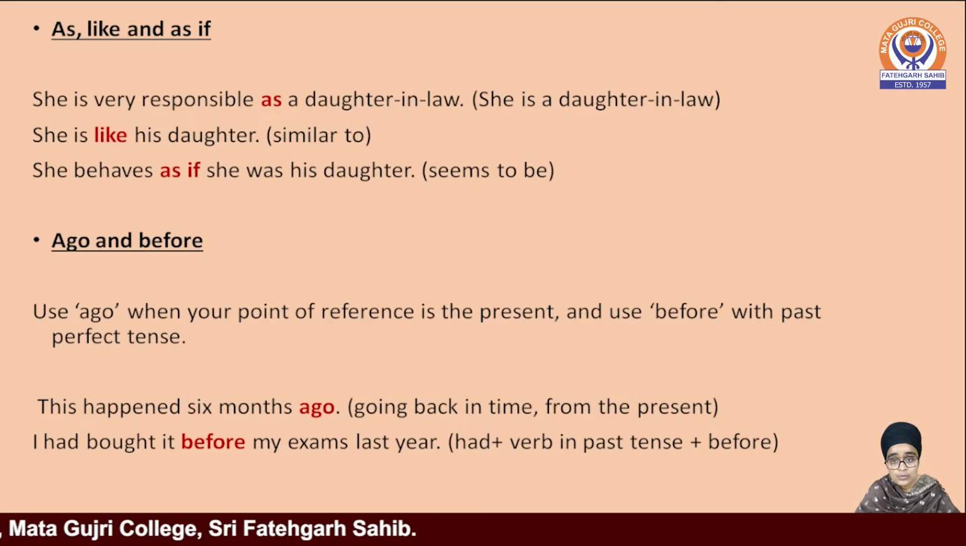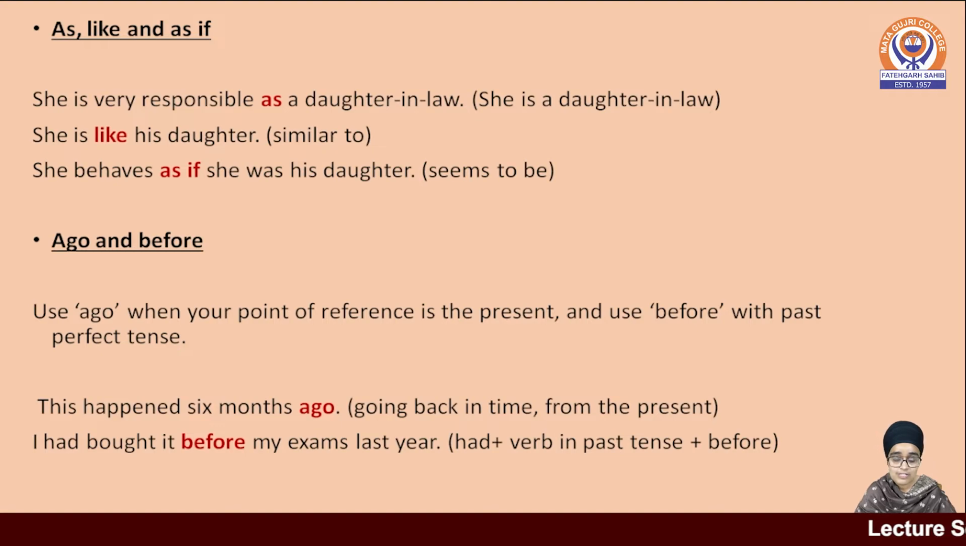But when you are using the past perfect tense and the present is not the point of reference, then you use before. So I had bought this mobile phone before my exams last year. So there is no reference of the present, and you are using had with the past tense form of the verb, that is the past perfect form.